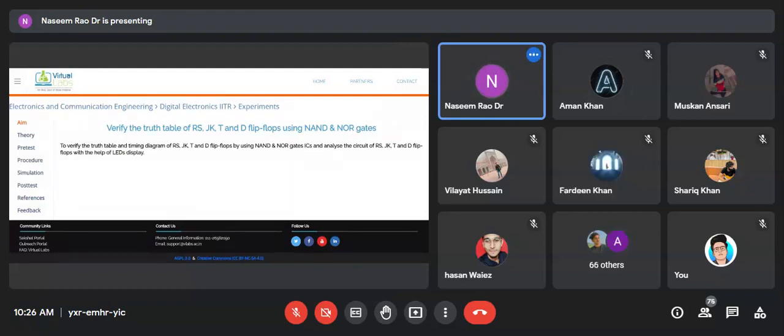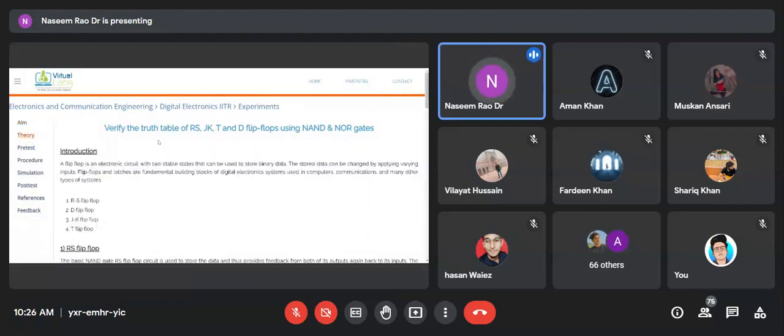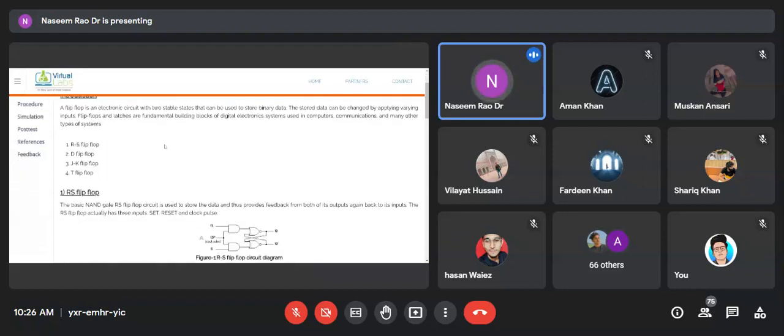Okay. This one. So first of all, we discuss the verification of the truth table of RS, JK, T and D flip flop using NAND and NOR gates. You have also read in the theory class, it also covers this topic.